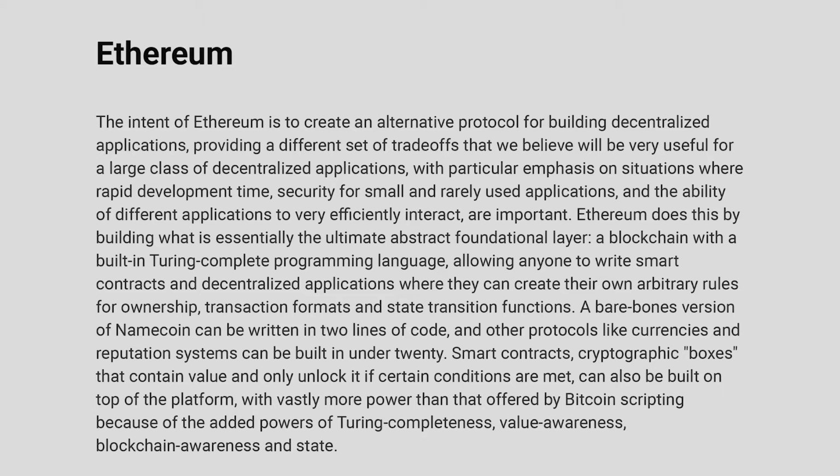Smart contracts, cryptographic boxes that contain value and only unlock it if certain conditions are met, can be built on top of the platform with vastly more power than that offered by Bitcoin scripting, because of the added powers of Turing completeness, value awareness, blockchain awareness, and state.